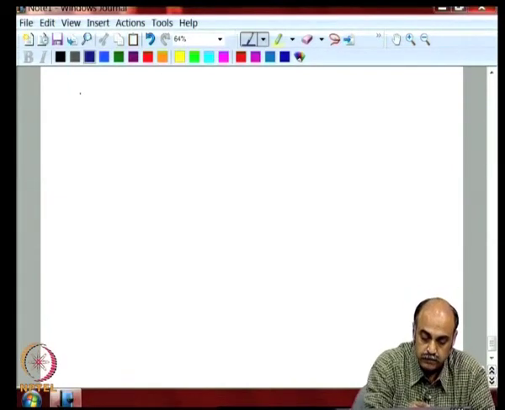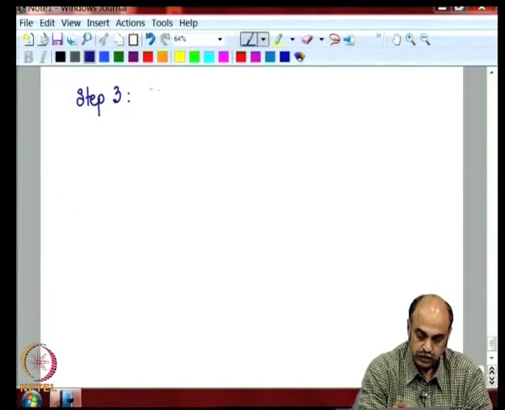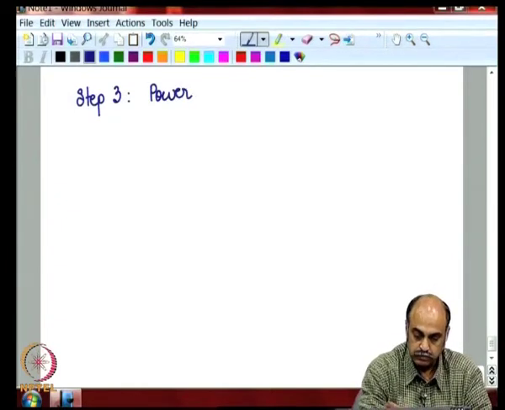Step 3. We shall do the power calculations first. Power calculations.